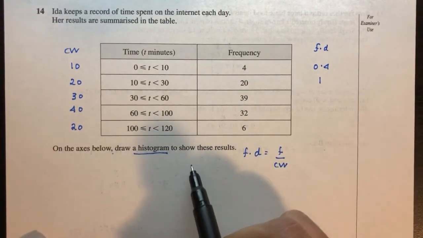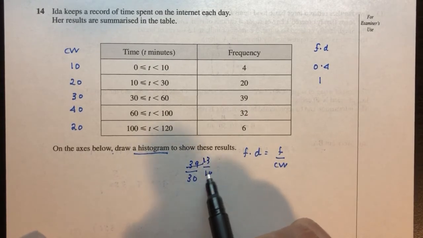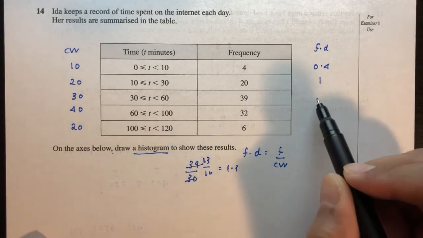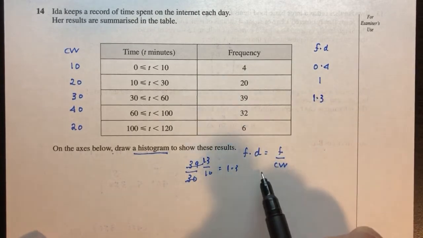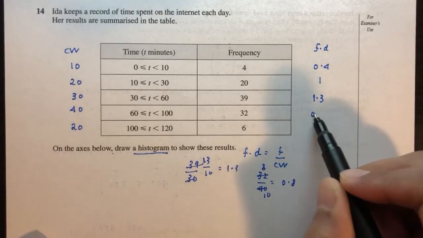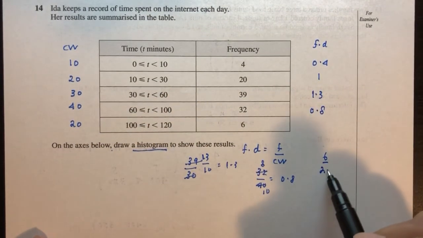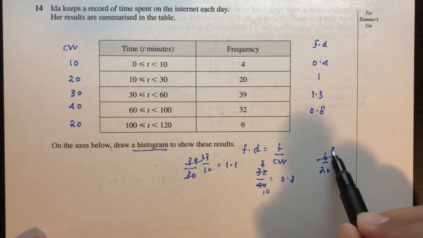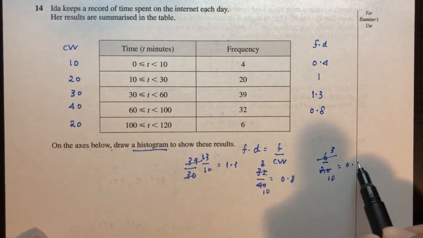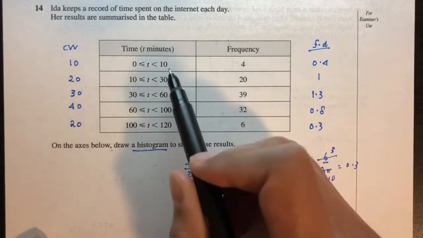So what is 39 divided by 30? That will be 13 over 10. That will be 1.3. So 1.3 for this one. 32 divided by 40. Divided by 4 up and down, we have 8 over 10 will be 0.8. And the last one will be 6 divided by 20. So 6 divided by 20 divided by 2, we have 3 over 10, that will be 0.3. Okay, so these are the values for frequency density of each class.